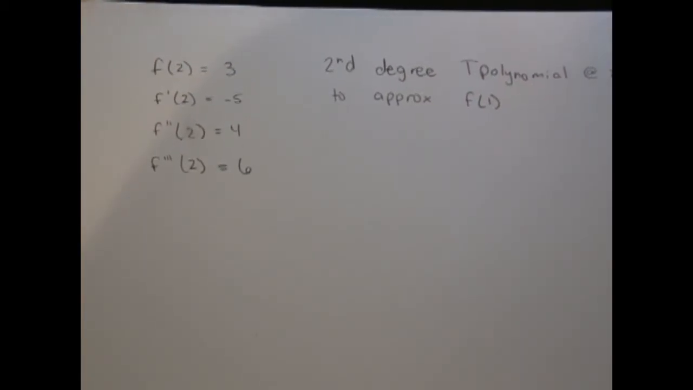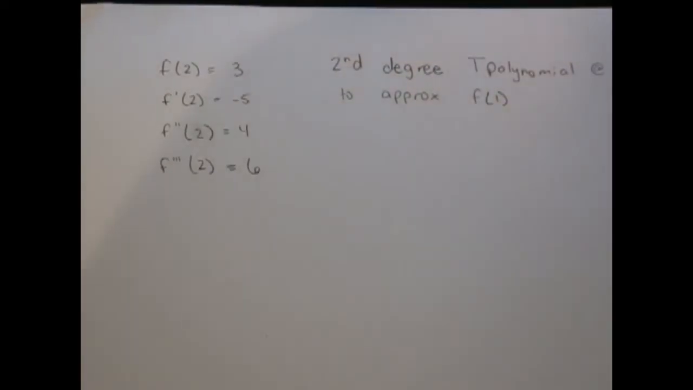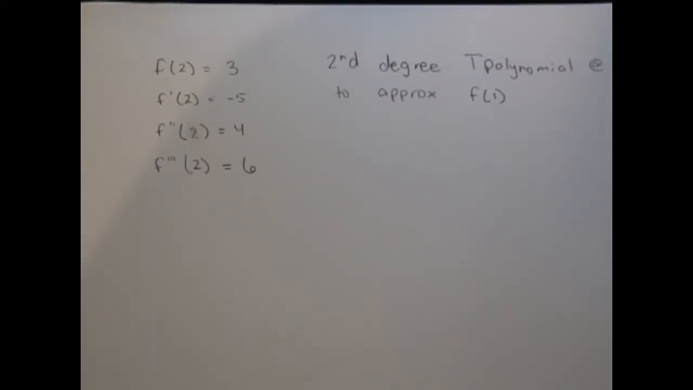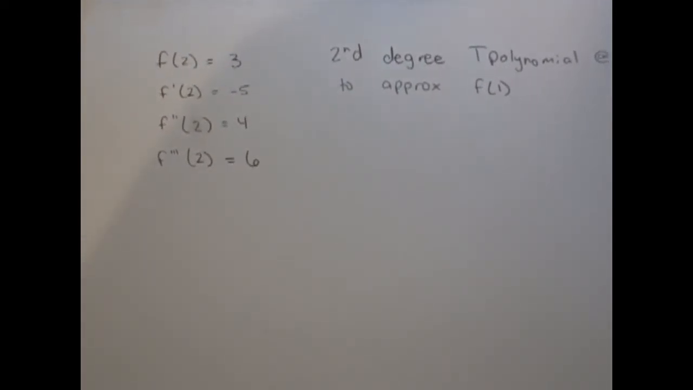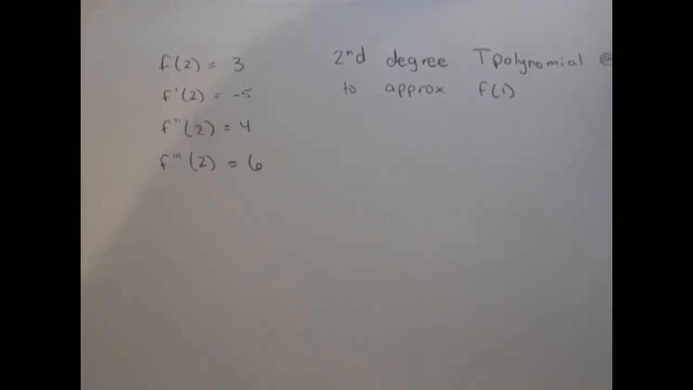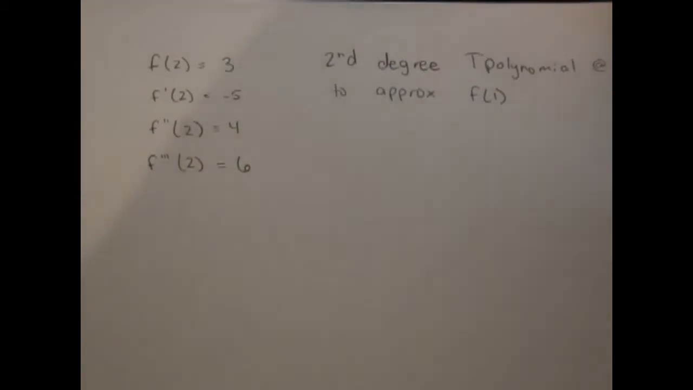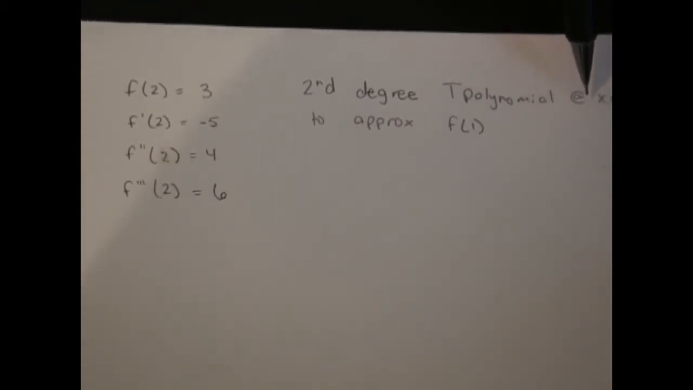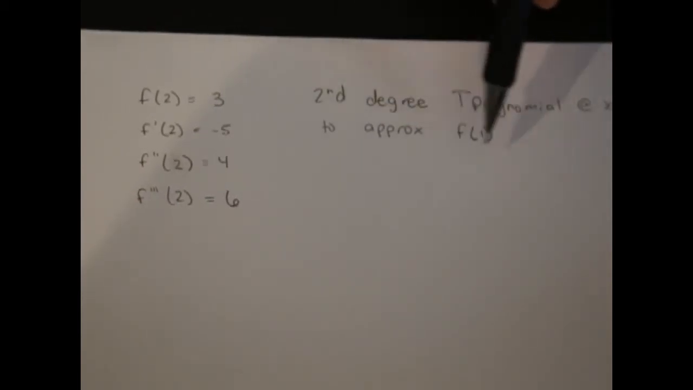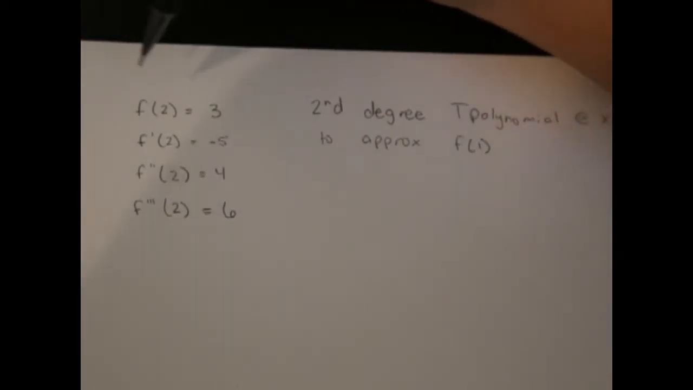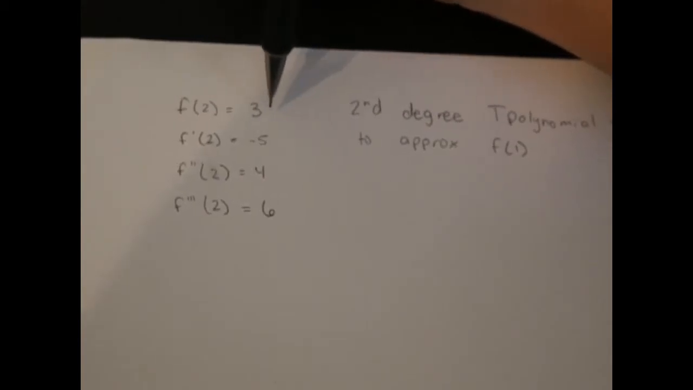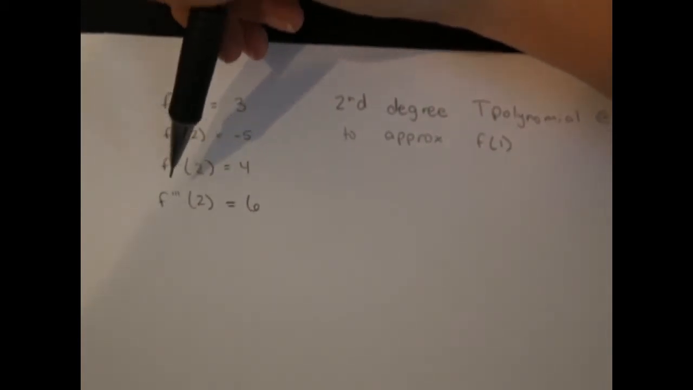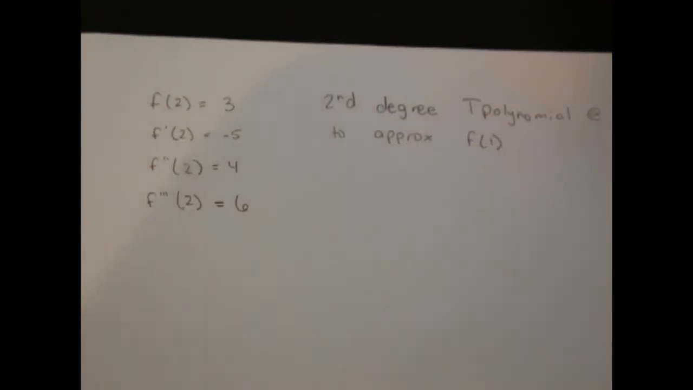So to finish up our video, we're just going to look over a general problem that we can use for all Taylor polynomial problems, and it's a very generalized problem to ask. They're asking us to find the second degree Taylor polynomial at x equals 2 to approximate f of 1. And they give us f of 2 equals 3, f prime of 2 equals -5, f double prime of 2 equals 4, and f triple prime equals 6.